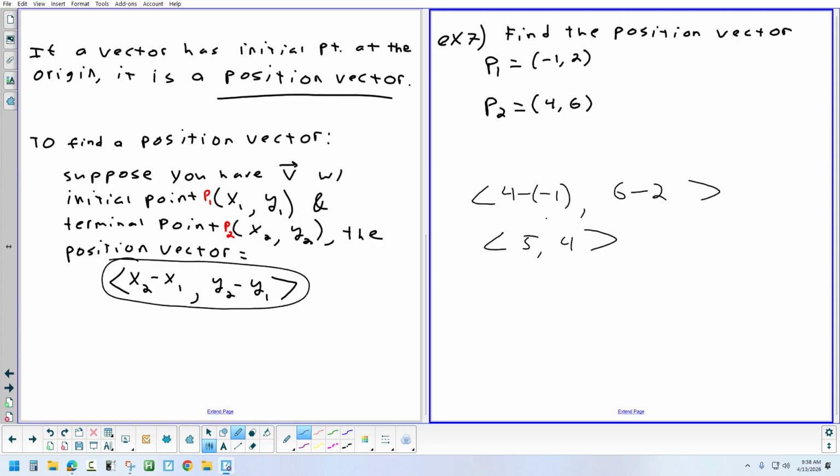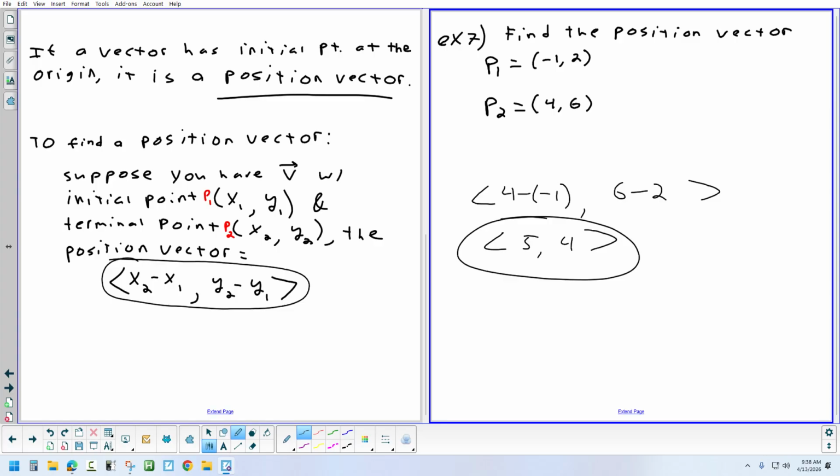5, 4. So if I wanted you to draw that as a position vector, that means you would start at the origin and you would go 5 units right, 4 units up, put your dot there for the terminal point, and connect the initial to the terminal, and draw your arrow in that direction, from the origin to your point. Any question on that?